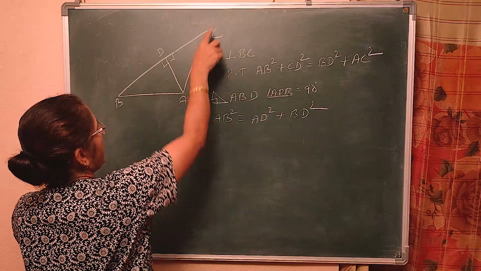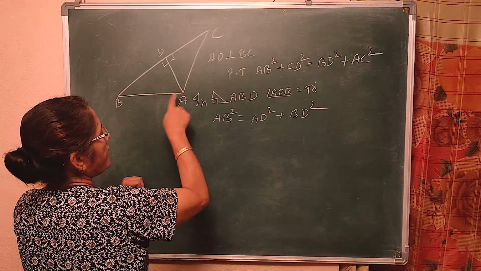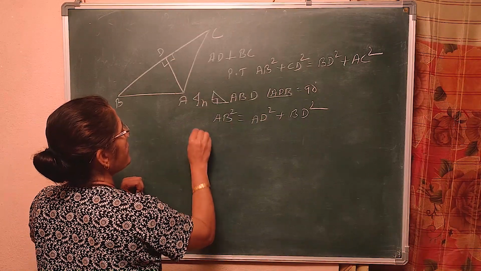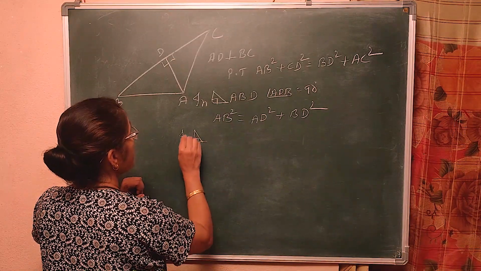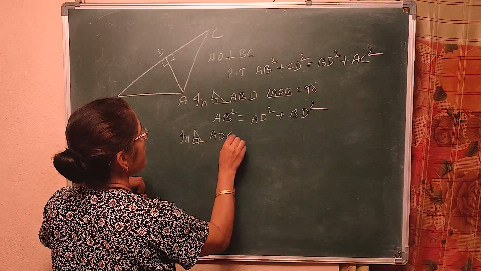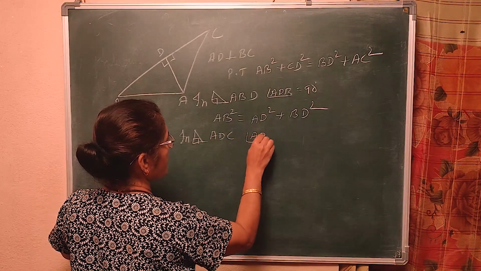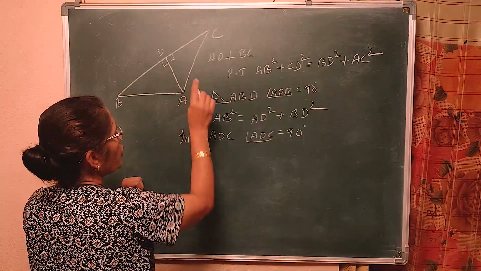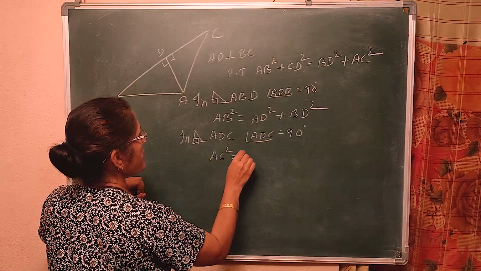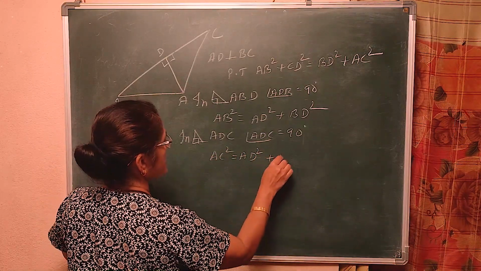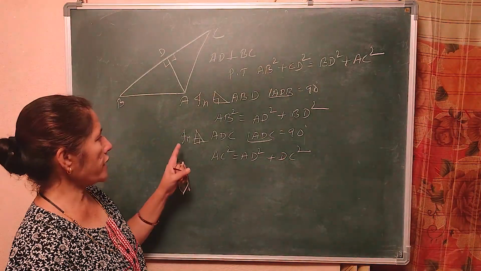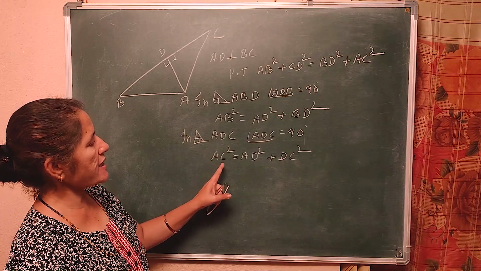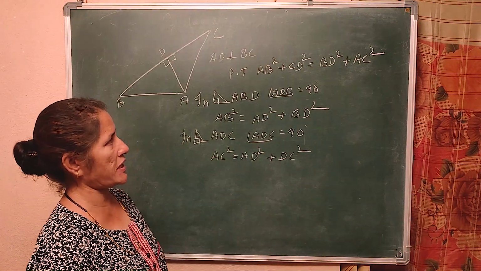Now, another right-angled triangle. This is not 90, they have not given that it is 90. So only these two are 90. So in right-angled triangle ADC, angle ADC is equal to 90. Therefore, using this, AC square is equal to AD square plus DC square. You have understood this? In triangle ADC, angle ADC is equal to 90, AC square is equal to AD square plus DC square.